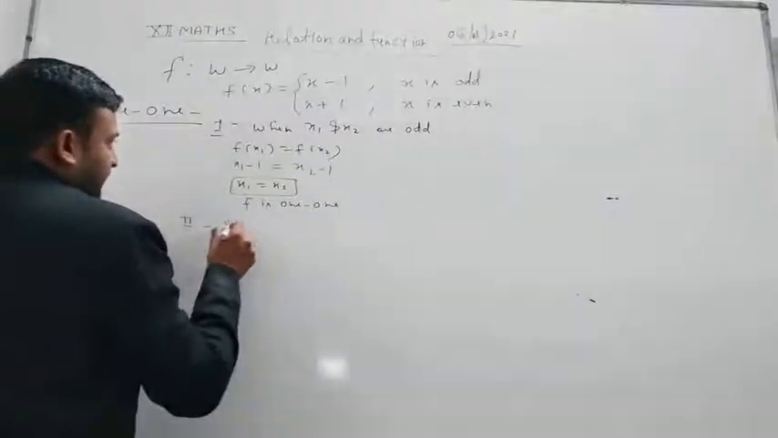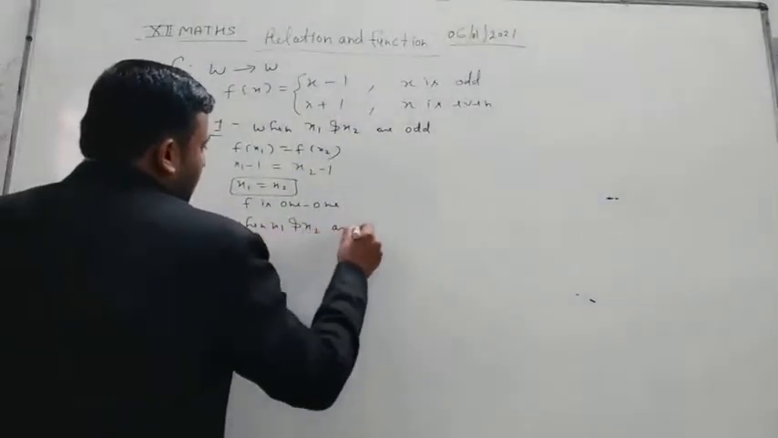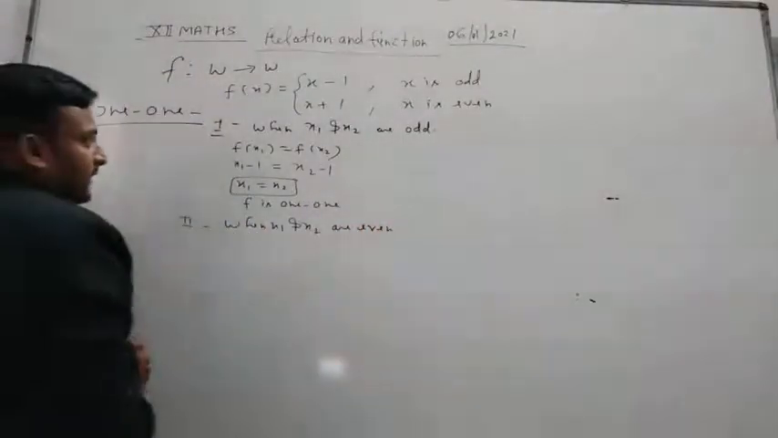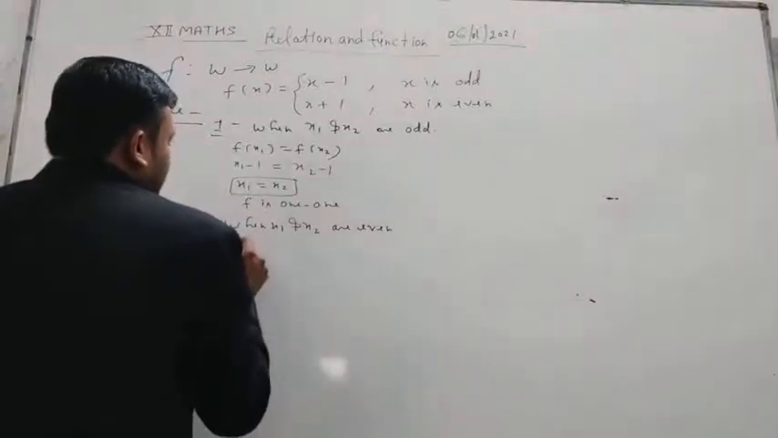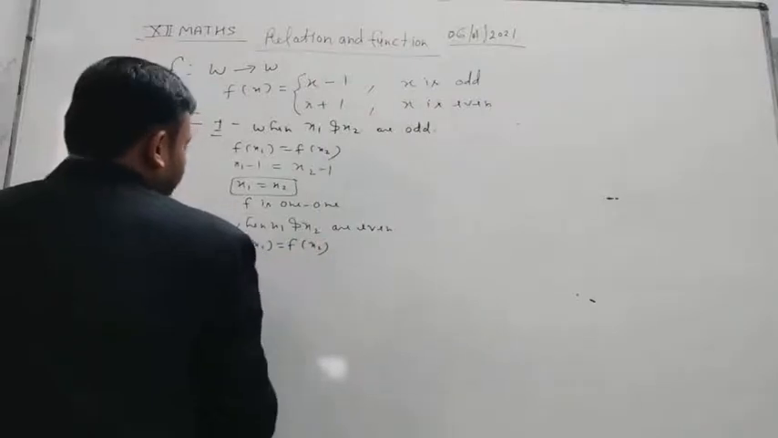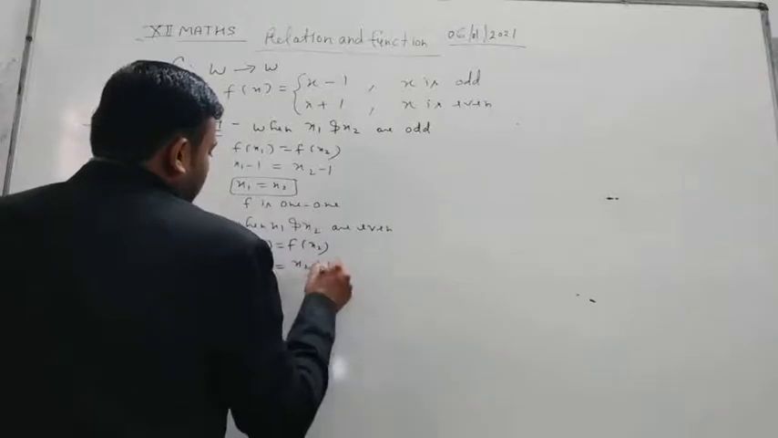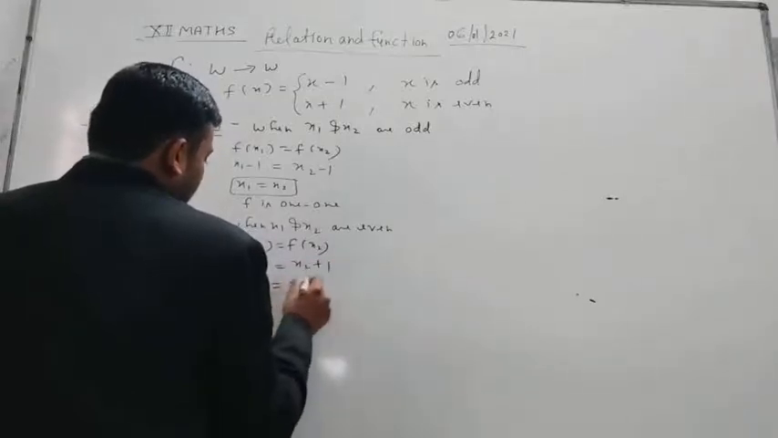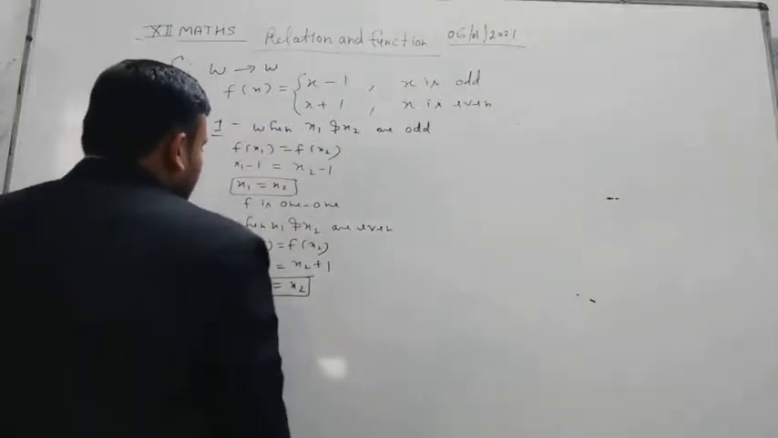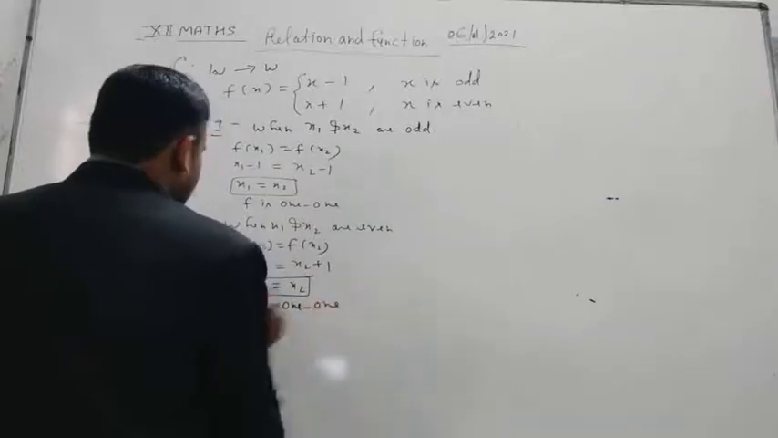Now in second case, when x1 and x2 are even number. Then we can write f(x1) is equal to f(x2). So x1 plus 1 is x2 plus 1. So x1 is equal to x2. Okay, student. Now we can say that function is one-one.